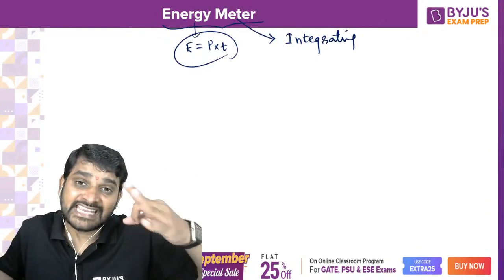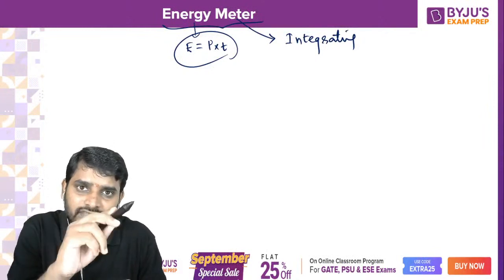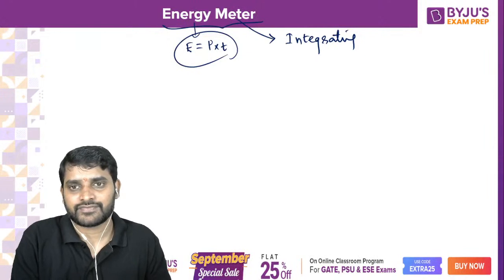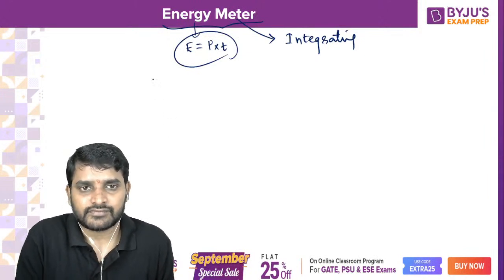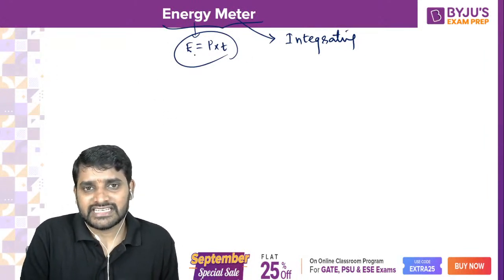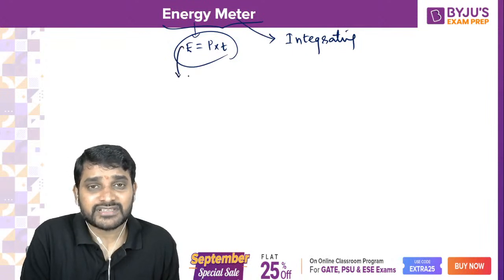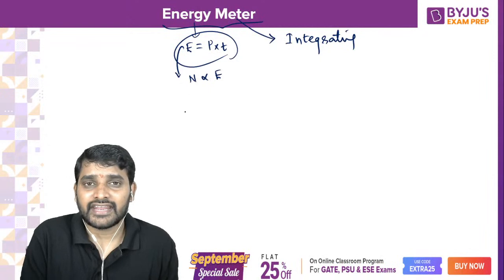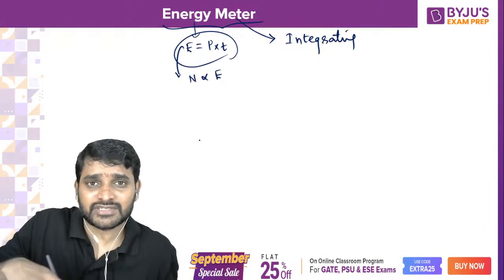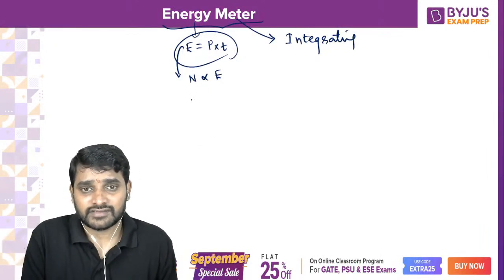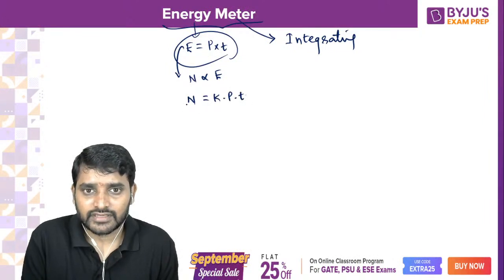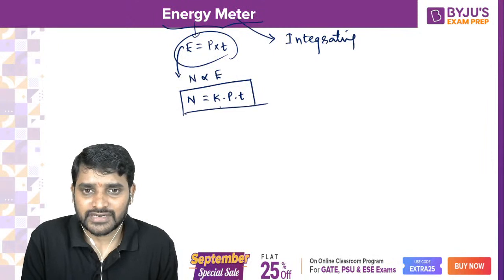All are indicating meters. They have a pointer and scale, but the energy meter does not have any pointer and scale. It is integrating type. The energy indication, or energy consumption, is proportional to the number of revolutions. So we write this as K into P into T, where I am replacing the proportionality constant. K is the meter constant.